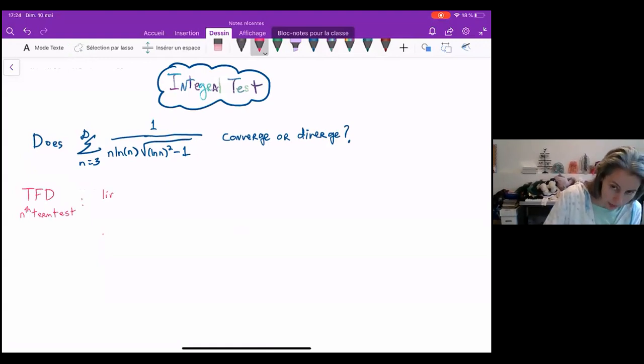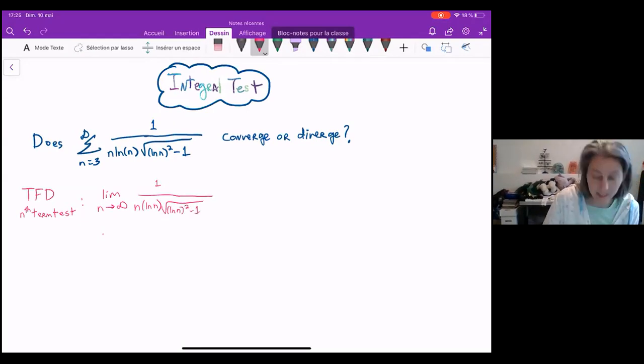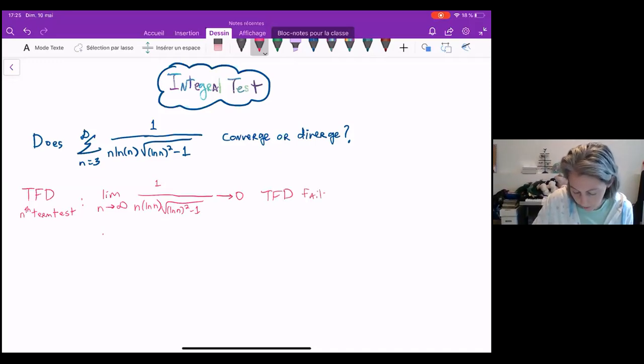So we'll do the limit as n approaches infinity of 1 over n ln n, the square root of ln n squared minus 1. And this is 1 over infinity times the square root of infinity squared minus 1, which is just infinity. So this is like 1 over a really big infinity, which is going to 0, which tells me that the test for divergence fails and we have to do something else.